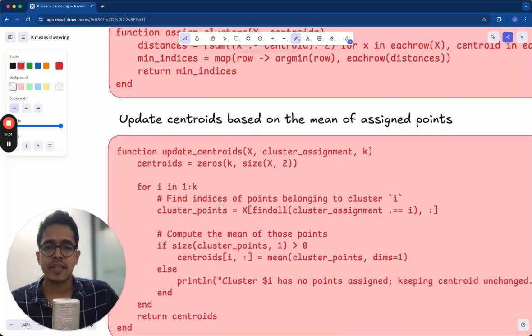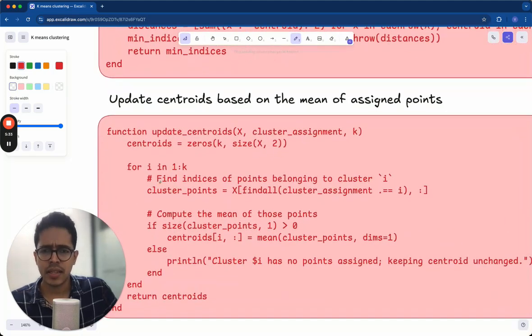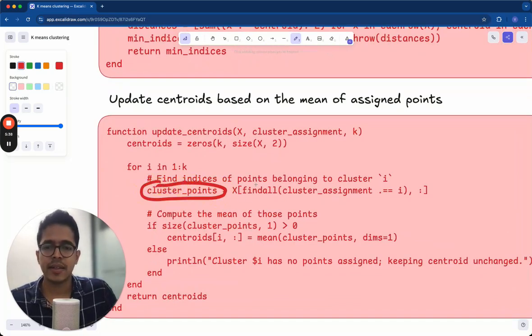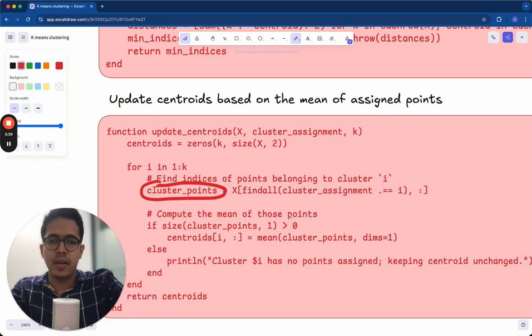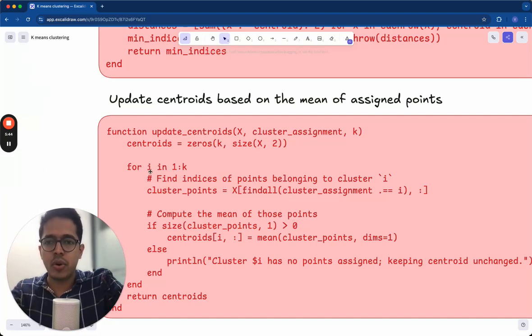So what happens here is, first, this cluster points variable is where you are finding all the points belonging to cluster number 1, because if you look at the for loop, it's running from i equals 1 to k. In cluster number 1, you want to find which points belong to that particular cluster, and the centroid will be the mean of all of those cluster points.